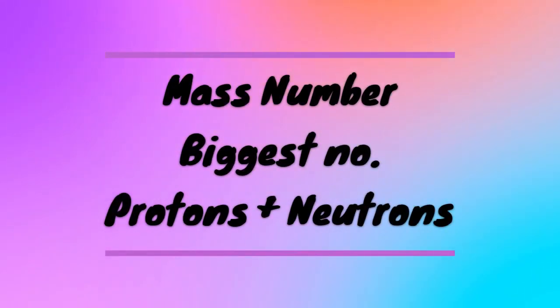Okay, so essentially when we see an element on the periodic table, we generally have 2 numbers. So we have 1 number at the top and 1 number at the bottom. Now the biggest number is what we call the mass number, and that's the sum, so the 2 added together, of the protons and the neutrons. So, for example, sodium has a mass number of 23, and that's because it's got 11 protons and 12 neutrons.